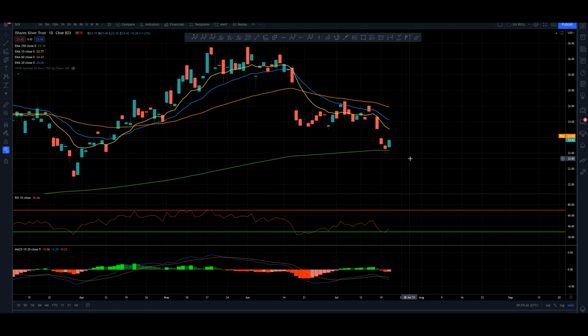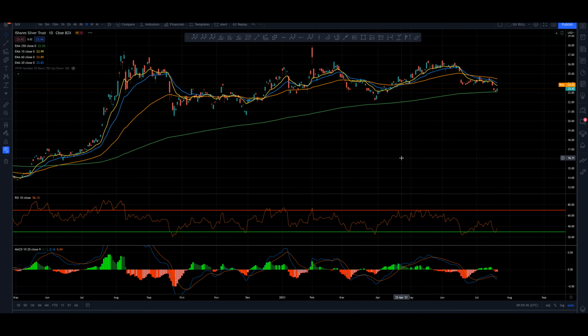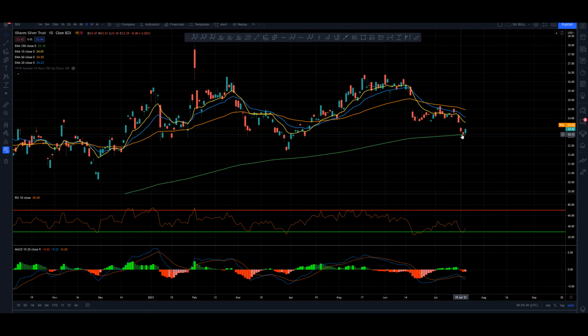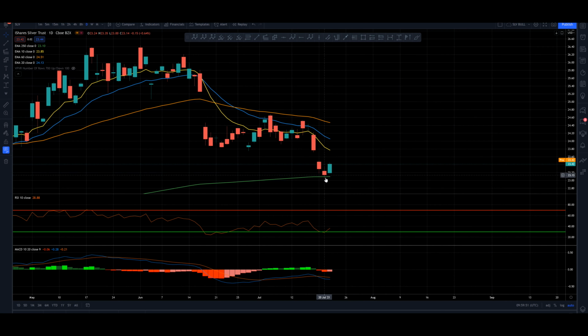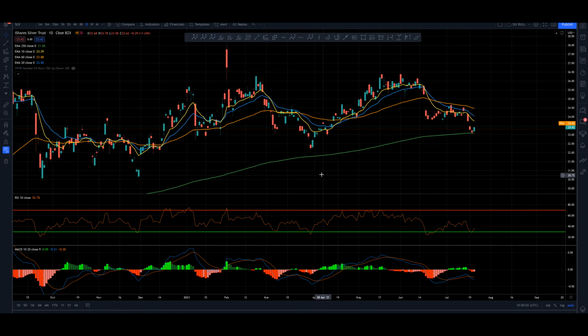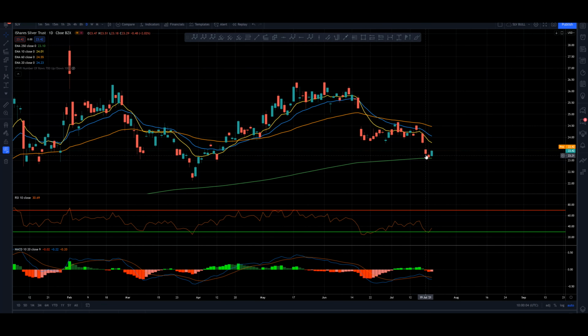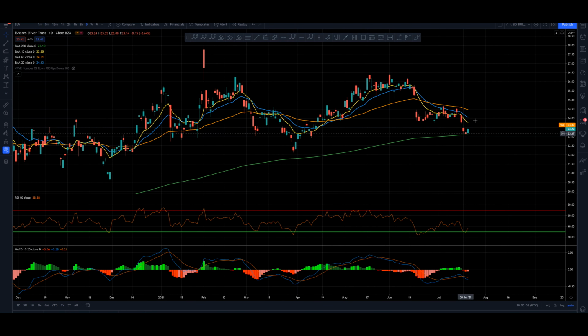We're sat on the 250, just like we are in gold. It's the first time we've really wicked through it though. We bodied the candle above it last week. Little doji here. We've bodied the candle above it, but wicked through it for the first time this whole time. Is this final support at the 250 and we're going to bounce, or is it just a sign of things to come?